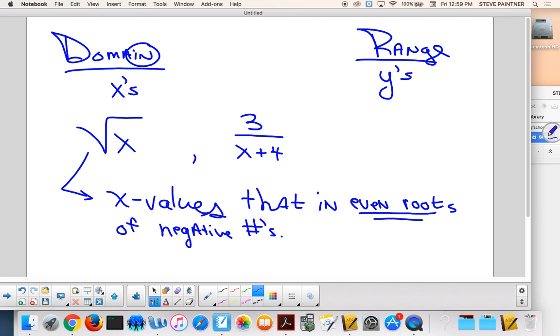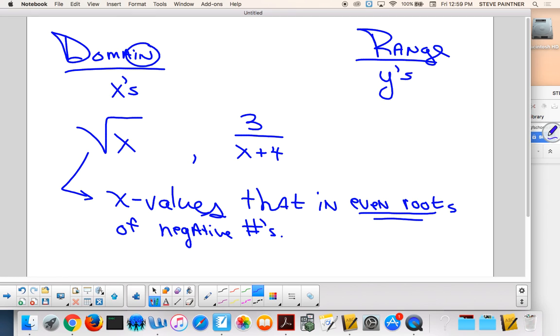Okay. What about this one? X can't equal -4. Why can't x be -4? Because that would put a 0 in the problem. Okay, that would make the denominator 0. You can't divide by what? 0. Can't divide by 0.